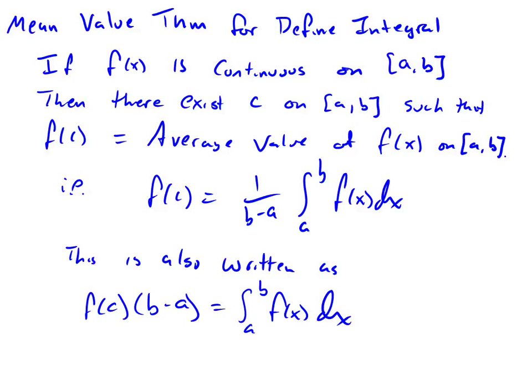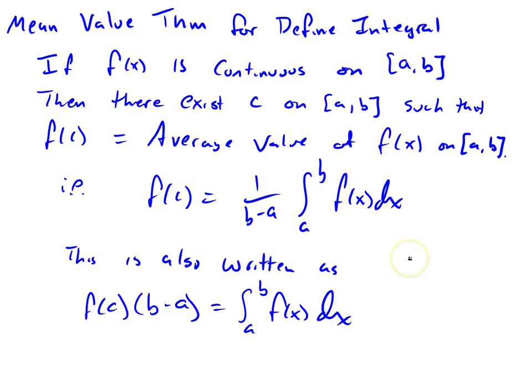The mean value theorem for definite integrals. We already have a mean value theorem in general, which tells us something about an average slope. It seems reasonable that within this section, where we're talking about average values of a function, we might actually have a mean value theorem. And this is the one we have: the mean value theorem for definite integrals.